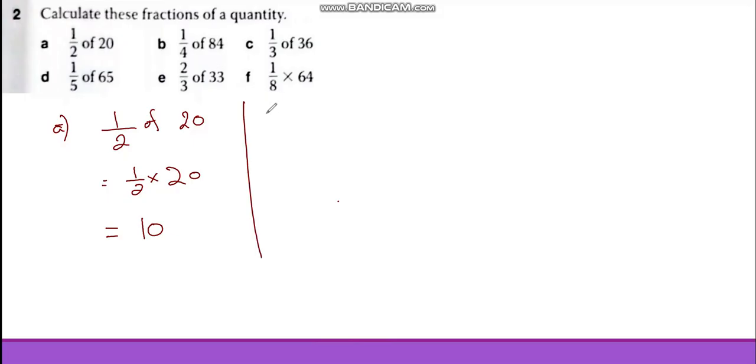In question number 2, again they want us to multiply, meaning we have to find 1/2 of 20 in A part. Sorry, I need to write 20 over there. Half of 20 is definitely 10. Similarly, we have to find 1/4 of 84. That's very easy to figure out. We just need to divide 84 by 4, and that will be 21. Now I'm moving to the next question. You can easily do the remaining parts.